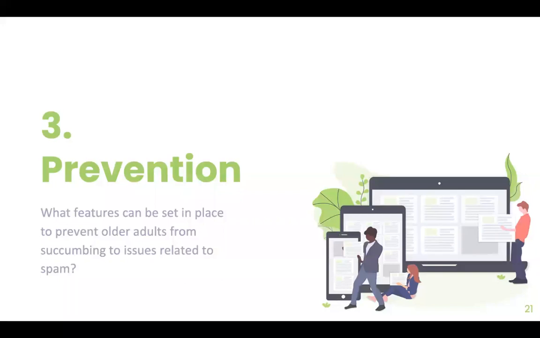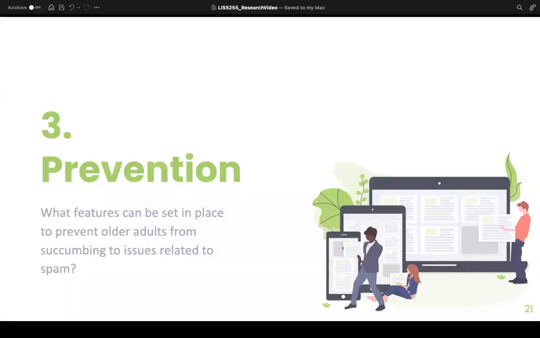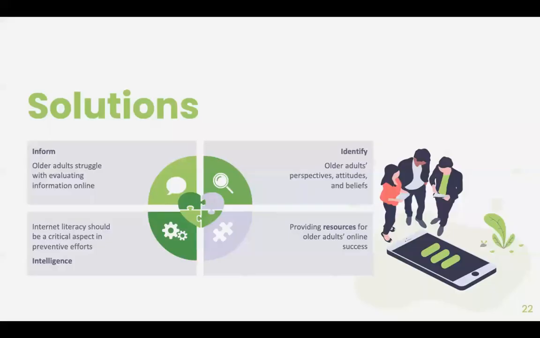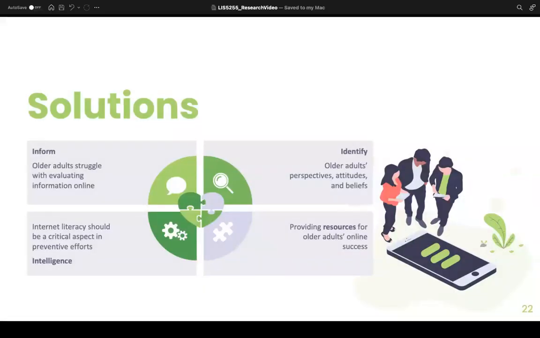The third and final research question is, what features can be set in place to prevent older adults from succumbing to issues related to spam? Older adults often need outside help with checking the validity of online information. Therefore, the information community should be providing them with learning opportunities to keep them informed and updated on security, risk, and prevention. Identifying older adults' attitudes, perspectives, and beliefs toward technology will enable information professionals in helping them to avoid cybercriminal attacks. It is critical to analyze how older adults interpret and respond to dangerous spam emails.